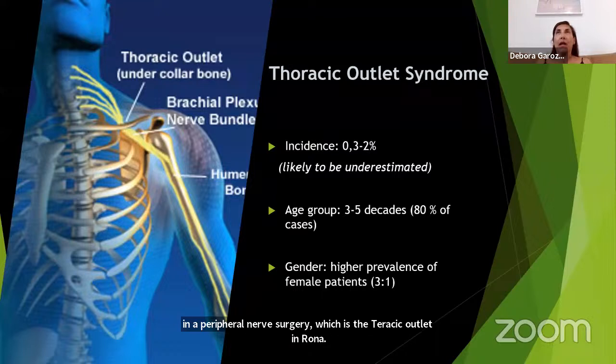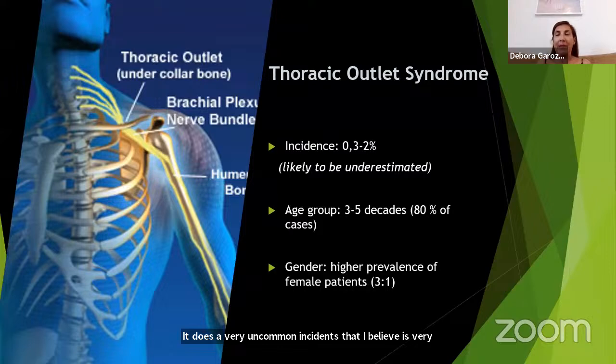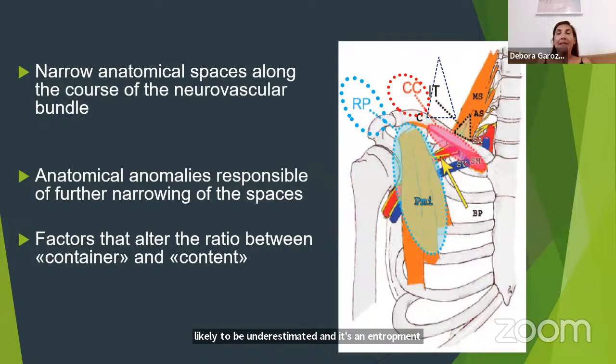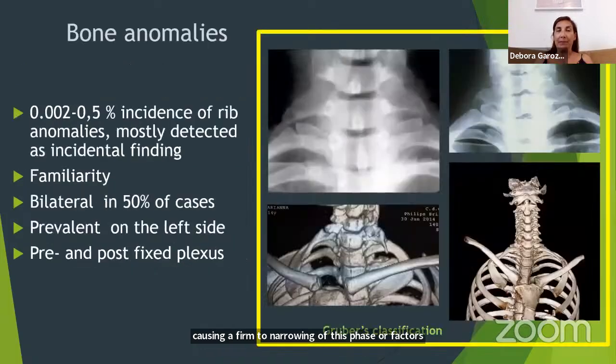It has a very uncommon incidence that I believe is very likely to be underestimated, and it's an entrapment syndrome prevalent in female patients that is related to a compression on the neurovascular bundle for the upper extremity, which is consequent to a narrowing of the passageway between the cervical spine and the axilla, due to anatomical anomalies which are responsible of causing a further narrowing of this space, or factors that might be responsible of altering the ratio between the container and the content.